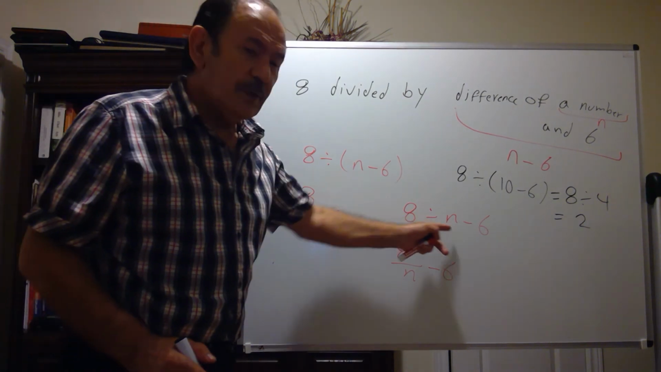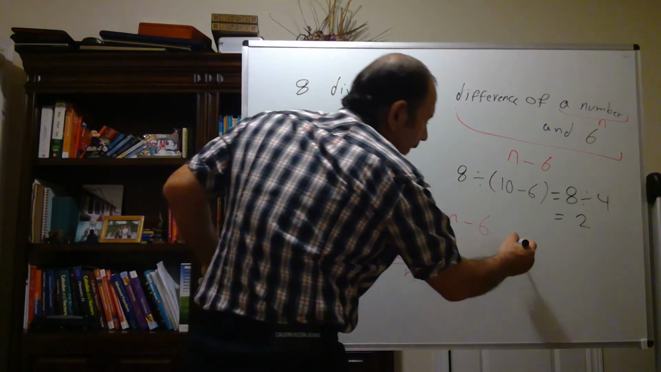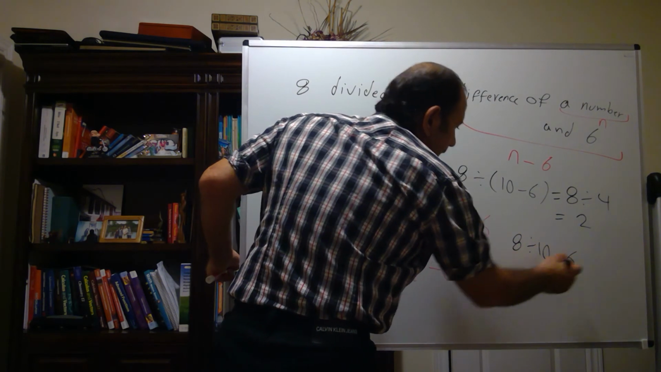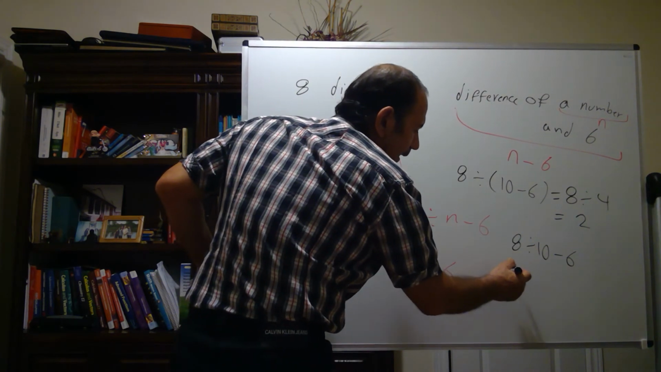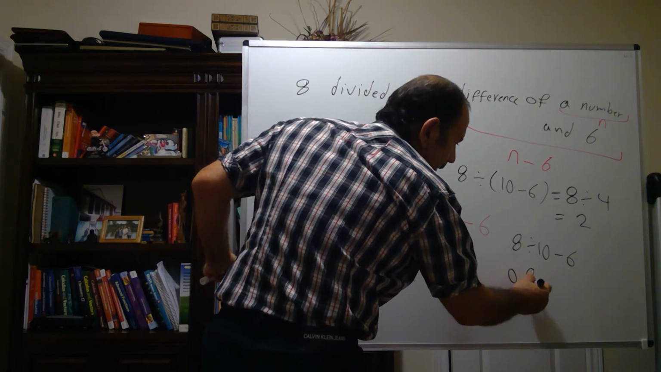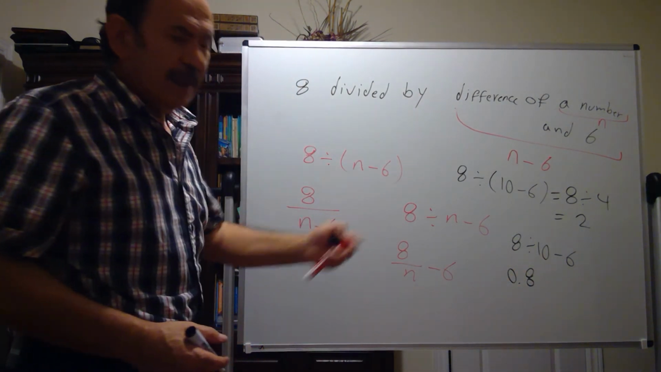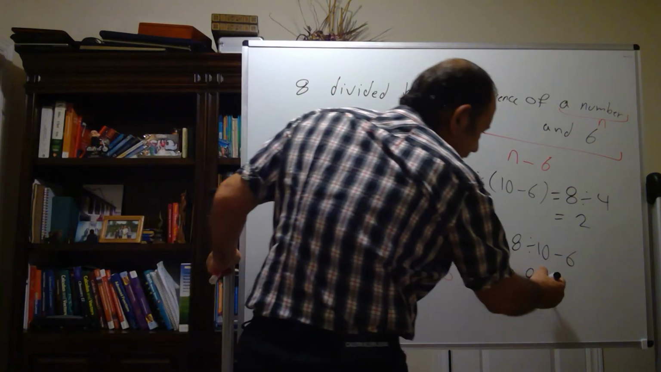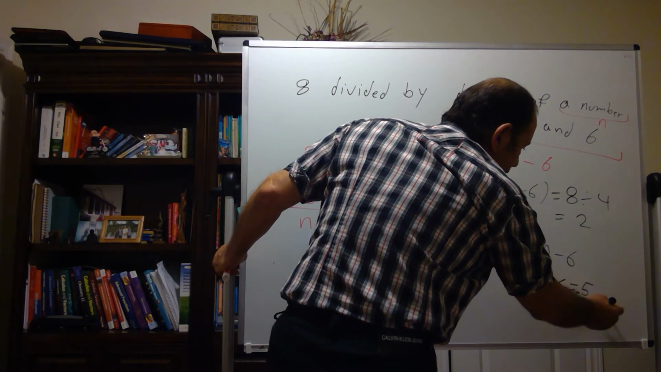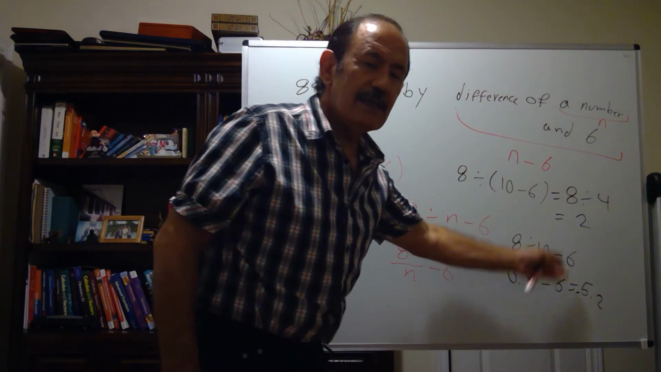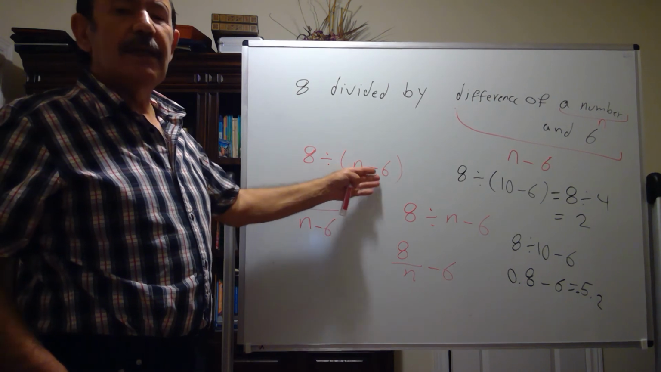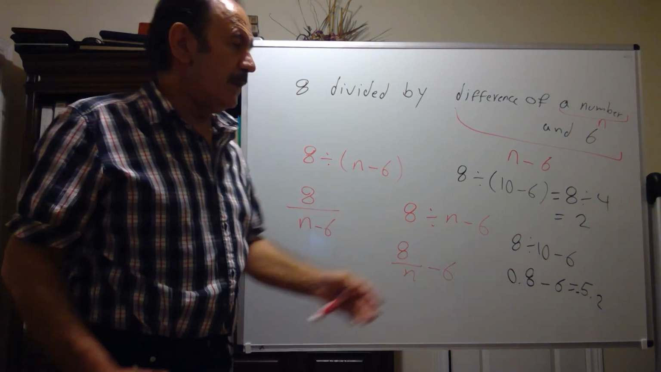But if I don't put it inside the bracket, it's going to be 8 divided by 10 minus 6. Then 8 divided by 10 is 0.8, minus 6, and that is negative 5.2. Can you see how different these two are? So pay attention that we have to put it inside the bracket, not without the bracket.